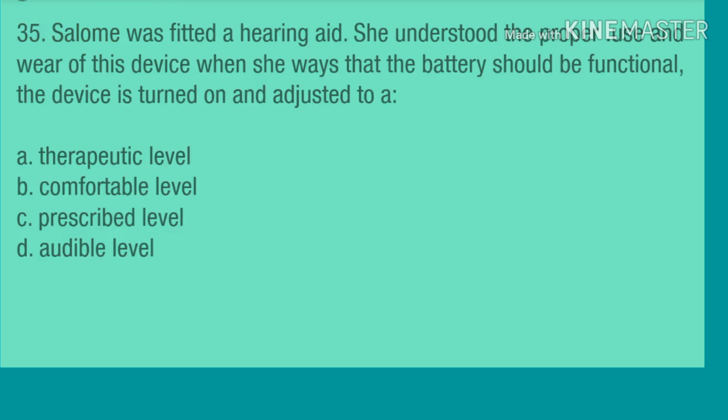Question 35. Salome was fitted a hearing aid. She understood the proper use and wear of this device when she weighs that the battery should be functional. The device is turned on and adjusted to A. Therapeutic level. B. Comfortable level. C. Prescribed level. D. Audible level. Answer, D.